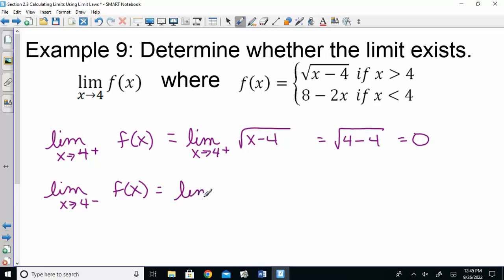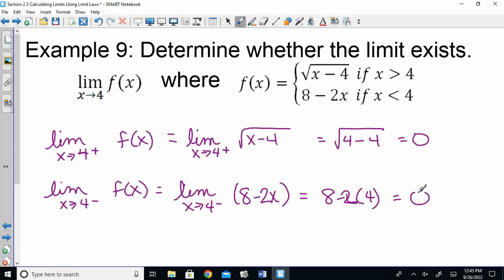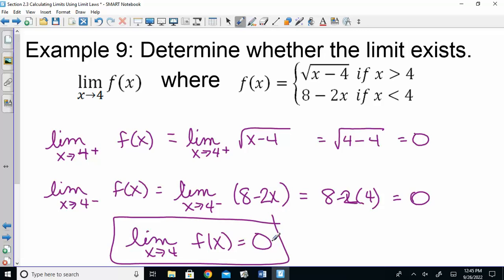Okay, if we're approaching from the left, so we're plugging in things smaller than 4, so that's 8 minus 2x. But if it's a polynomial, we know we can just plug in. So we have 8 minus 2 times 4. So 8 minus 8 is 0. So these are equal. So that means the two-sided limit does in fact exist. And it is 0.